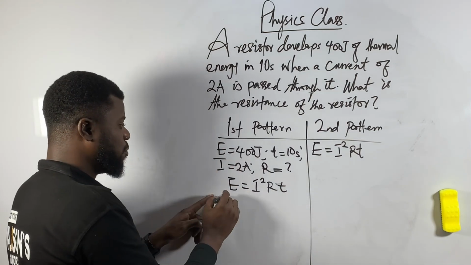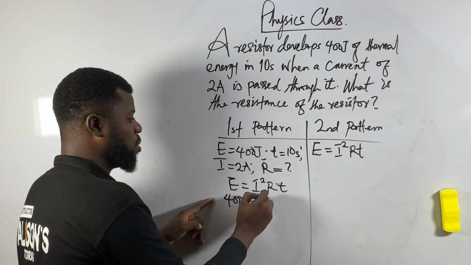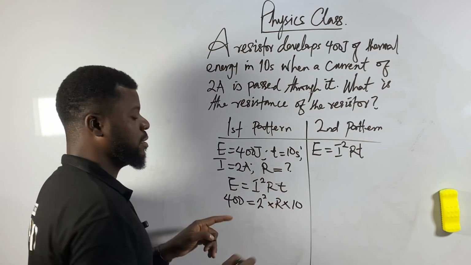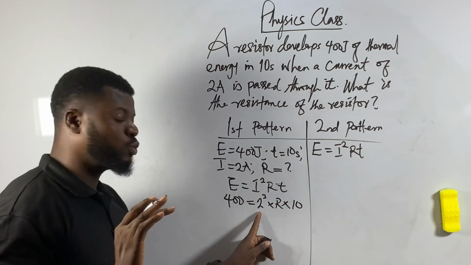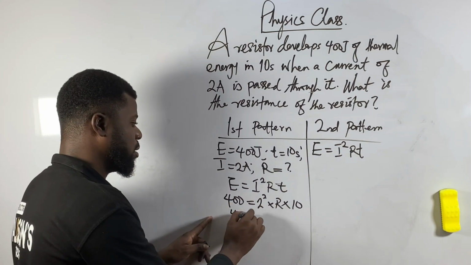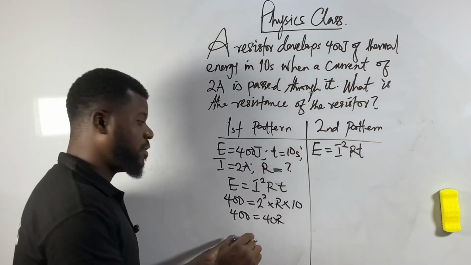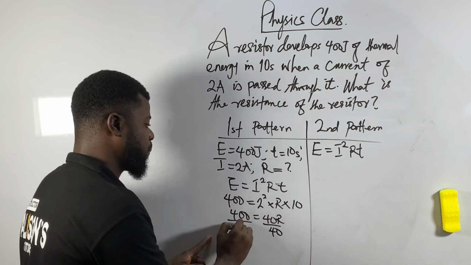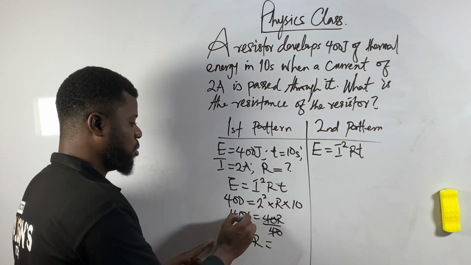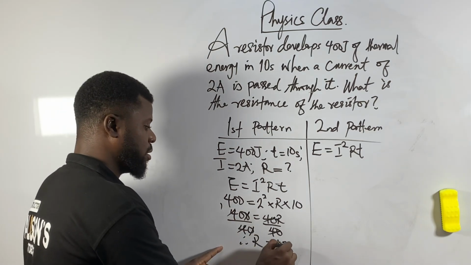So yes, E is 400, equal to I, which is 2. But because of this square, we square it, times R which we want to find, times T which is 10. You grab it? 2 squared is 4. So 4 times 10 is 40. So 400 equals 40 times R, 40R. Since we want to find R, divide both sides by 40. 40 and 40 will cancel. Therefore, R will be equal to 0 comes out, 4 comes out, remaining 1. That means 10. 10 what?